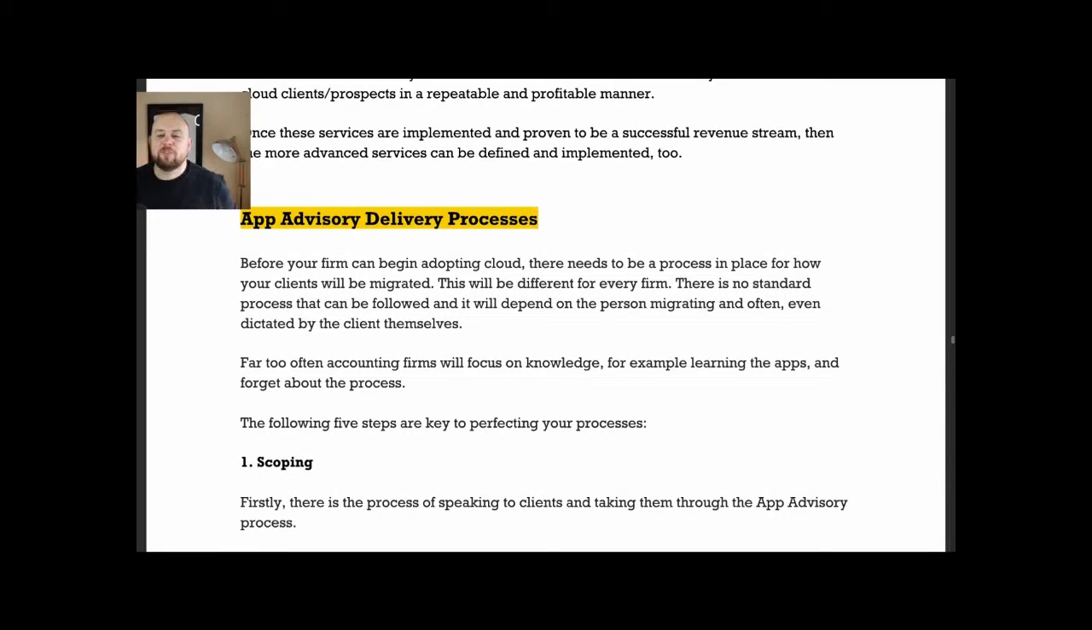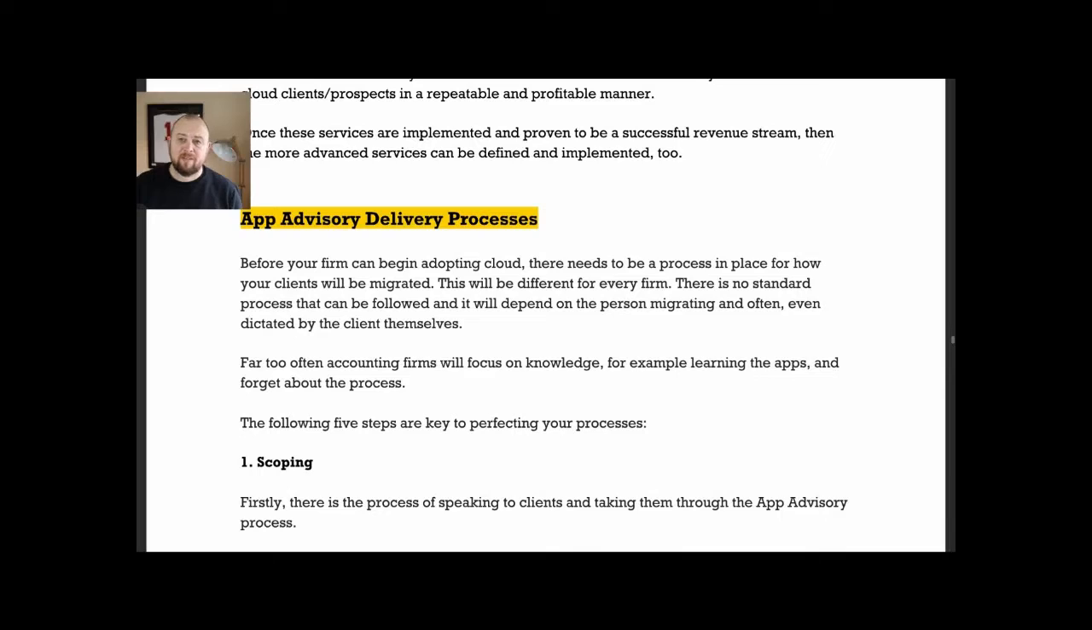Hey guys, welcome to session 6 around the ultimate guide to the app advisory. So in this session we'll begin with talking about app advisory delivery processes. So we've got some services, but I just want to go a little bit into the processes. I mean, you can go on forever and a day around processes. So this is a high level view, but just to give you an idea of what we want to be looking at here.